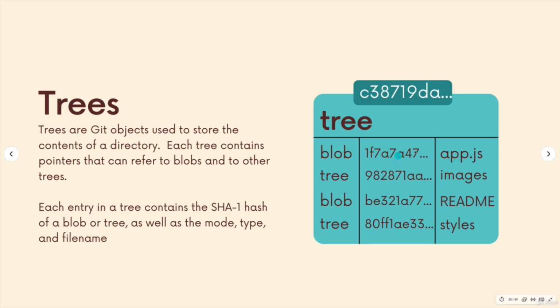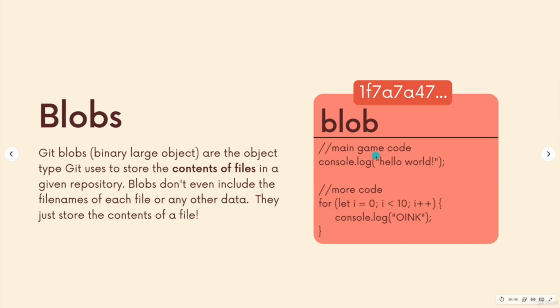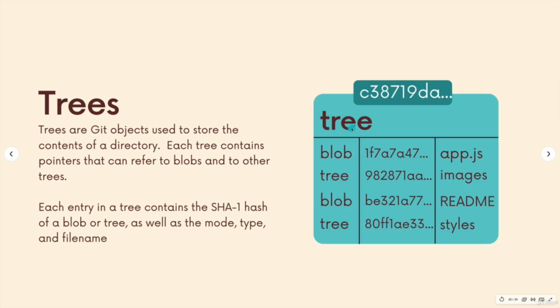Each entry in a tree, you can visualize it like this, contains the type. Is it a blob or a tree? Those are the two things that a tree can reference. And then for each entry, we've got the hash. This is not the commit hash. This is a blob hash in this case, right? We saw a blob like this one, 1F7. It's the contents of some file. Well, here's a tree, and it references that contents, that blob, 1F7, and it gives it a name, app.js.